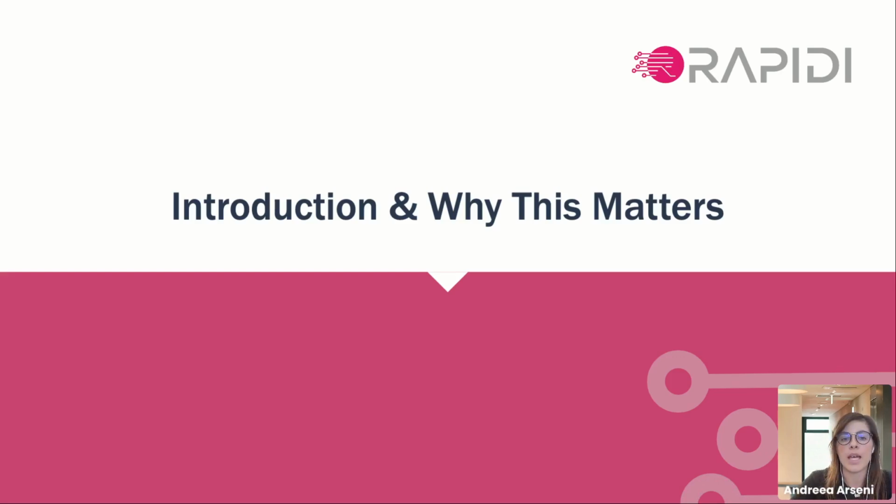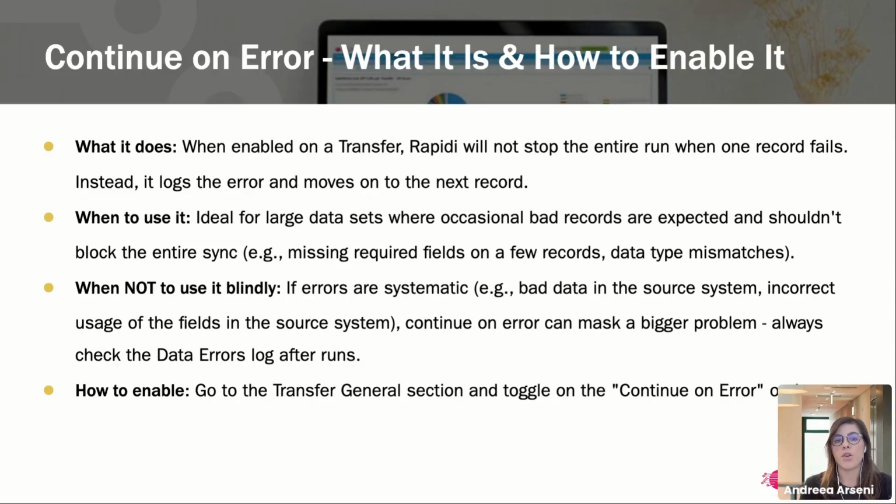Now, when we talk about continue on error, you enable this on a transfer or on multiple transfers. This means that Rapidi will not stop the entire run when one record fails. So if you have things that are running in a sequence, then Rapidi will allow everything else to run and will skip those bad records. And then, of course, every error message will be logged, and you should be able to see that on your Rapidi service. Of course, the question is when to use it.